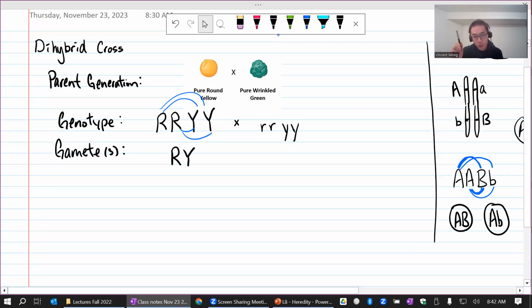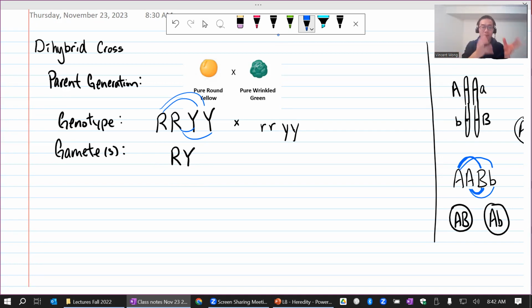Now, you know you are doing it wrong if you have the same letter in the gamete. They have to be different. You cannot have 2 R's in the same gamete. The only time that happens is if there is a non-disjunction. We talked about non-disjunction last time. If the chromosome fails to separate during meiosis 1 or 2, then you have 2 of the same thing in the gamete. But normally, that is not going to happen, okay? So we're going to have a big R, big Y here. And for this one, small r, small y. I just put a bar here to separate the gametes.